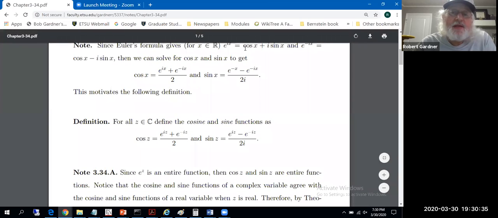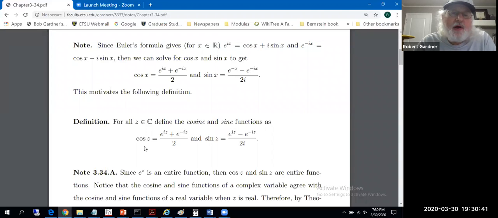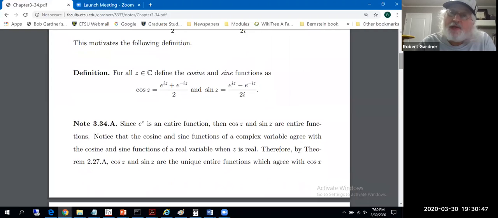So we're going to mimic this, except we're going to replace the x with the parameter z and define cosine z and sine z in terms of the well-established exponential function of a complex variable. So we can define functions however we like. These will be entire functions because the exponential function is an entire function. Of course, we've got no right calling them sines and cosines unless they behave like sines and cosines.